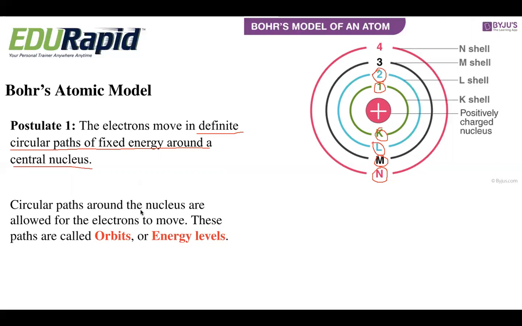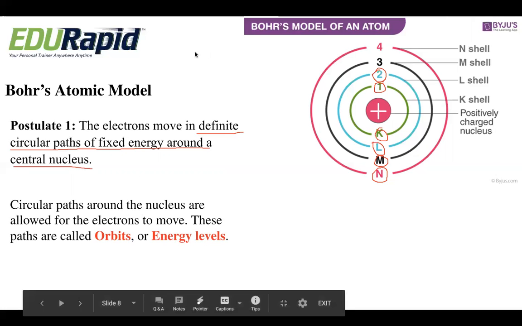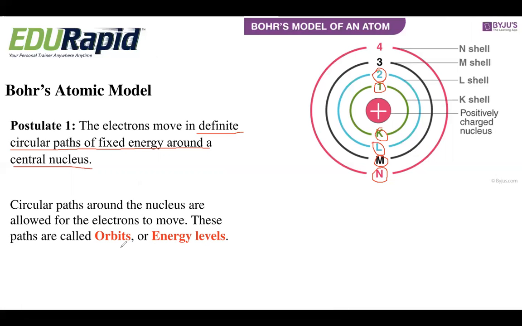He also explained that the circular paths around the nucleus are allowed for the electrons to move in, and these paths are called orbits, or energy levels. You can also say they are energy shells.